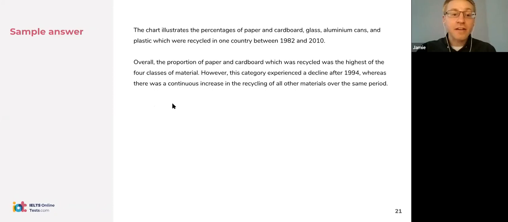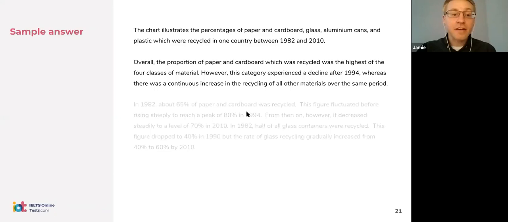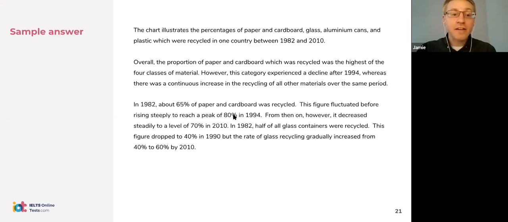I'm now going to give you a description of the first trend, talking about paper and cardboard. In 1982, about 60% of paper and cardboard was recycled. This figure fluctuated before rising steeply to reach a peak of 80% in 1994. From then on, however, it decreased steadily to a level of 70% in 2010. In 1982, half of all glass containers were recycled. This figure fell to 40% in 1990, but the rate of glass recycling gradually increased from 40% to 60% by 2010.